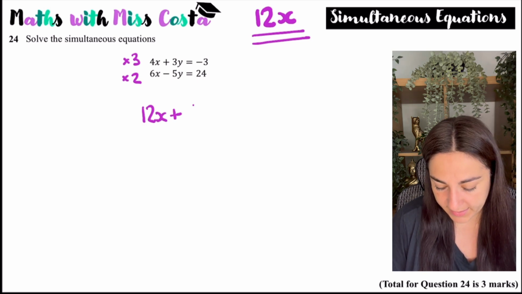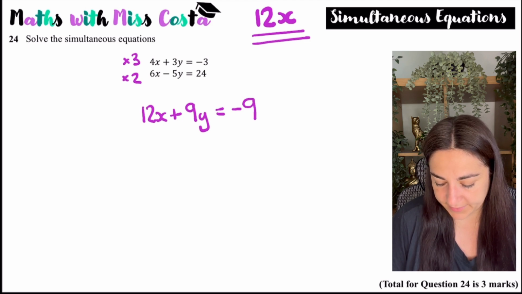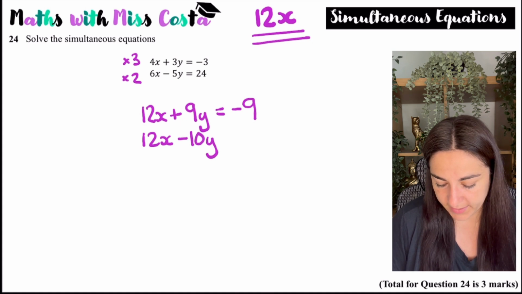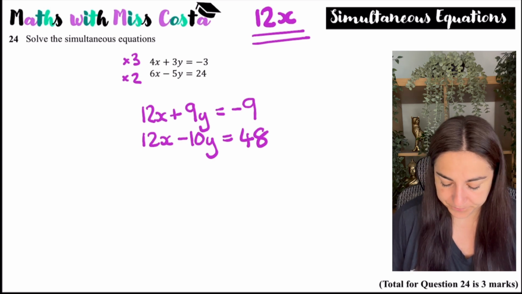So 4 times 3 is 12x. 3 times 3 is 9y. And -3 times 3 is -9. I'm going to do the same. So 6 times 2 is 12x. -5 times 2 is -10y, and 24 times 2 is 48.